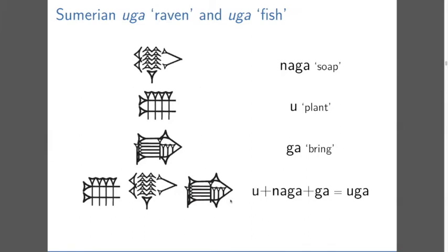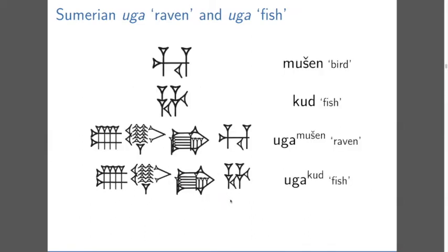And then if you want to distinguish raven from fish, you can put this sign mushen, which means bird, at the end of this uga, or you can put the kud, which means fish, at the end of the uga. And I think anyone who knows Japanese will also recognize that the purpose of these semantic determiners, that's what we would call them in Chinese, is not simply to give an indication of the meaning, but also of morpheme boundaries. So that as you're reading, rather than just seeing a string of meaningless syllables, you see, okay, I should bunch these signs together and try and read them as a morpheme.